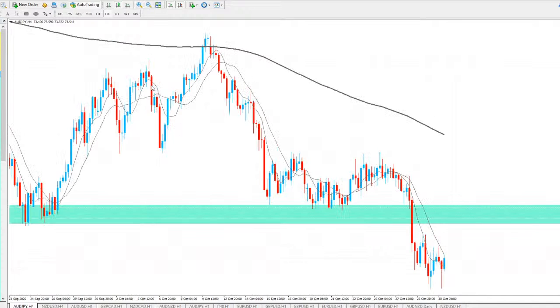AUDJPY, again, this one's looking bullish, just broke through some strong support. Could we come back to retest that as resistance? You can see a couple of wicks to the downside there. Price has definitely found some support here. Could definitely be seeing a push to the upside. Again, if we do have that push, we'll probably come to test that resistance there.